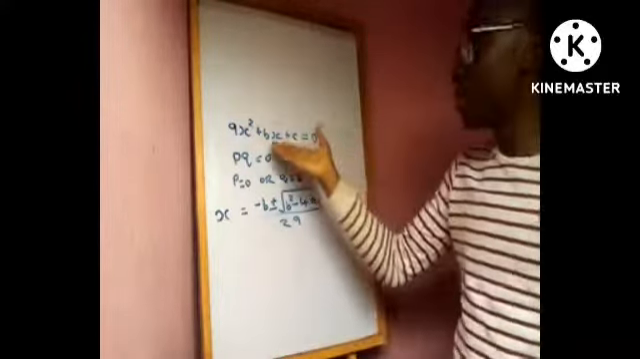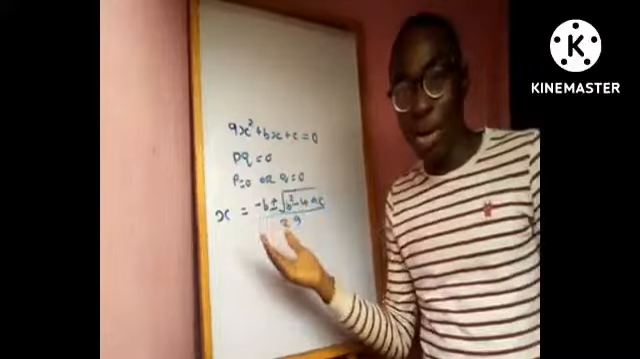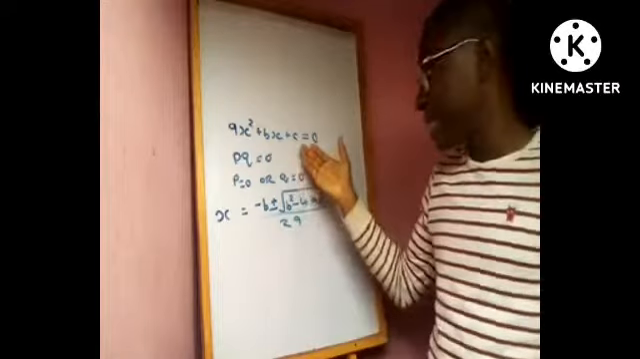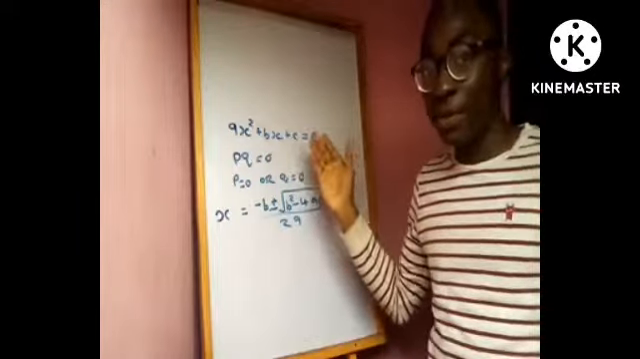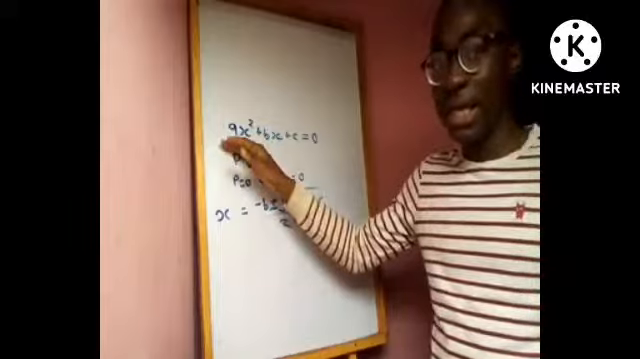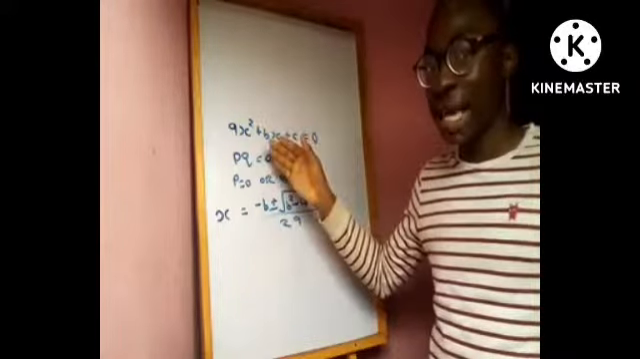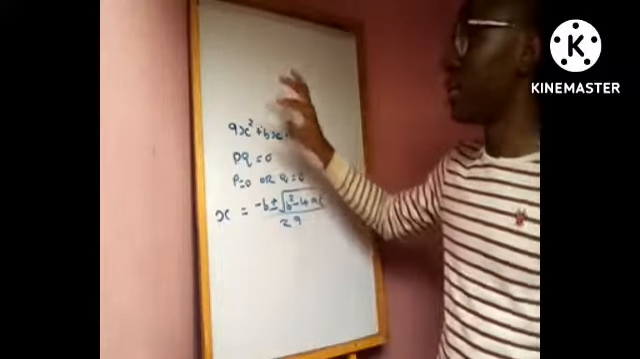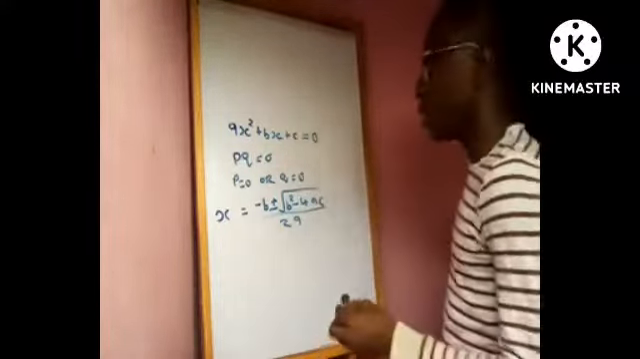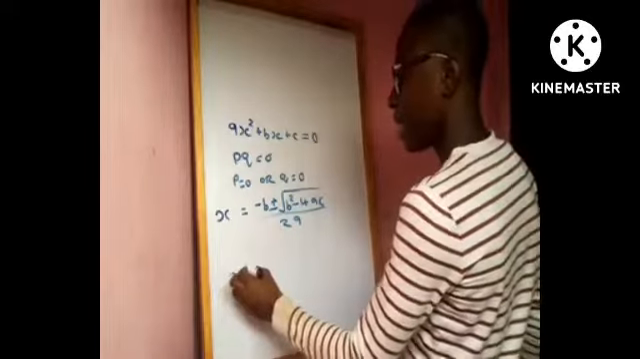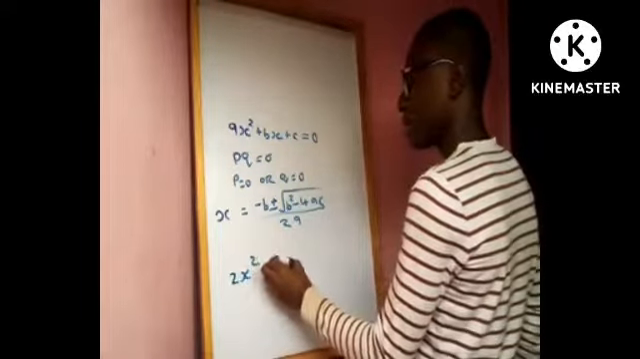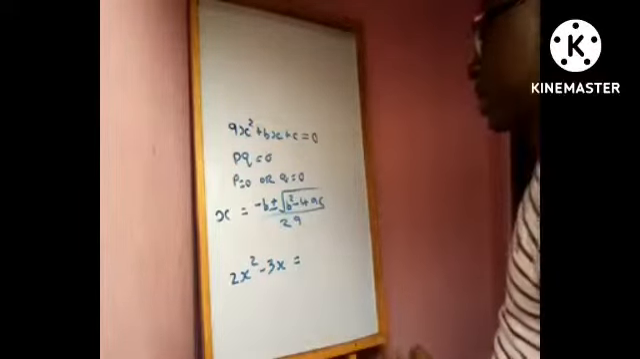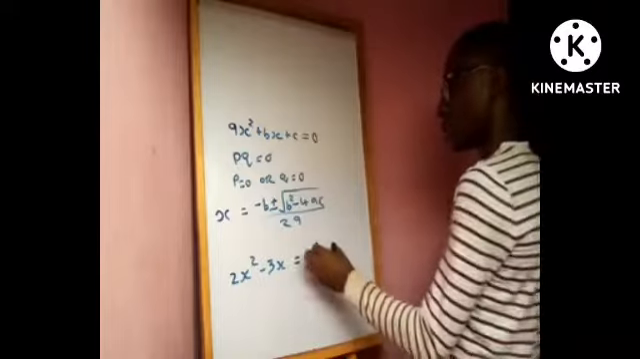Then next we have b, the coefficient of the next lowest power, and then c, the coefficient of the lowest power of x. So the coefficient of the highest power is a, the coefficient of the next highest power is b, and the coefficient of the lowest power is c. That's how you know it. For example, in a sample equation, when we have 2x squared minus 3x equals 1.